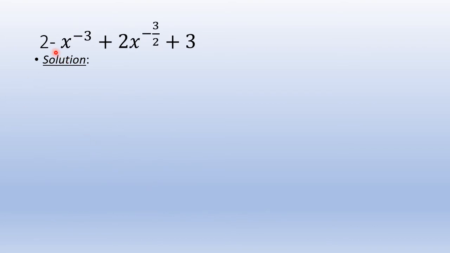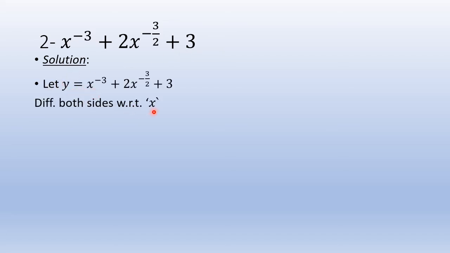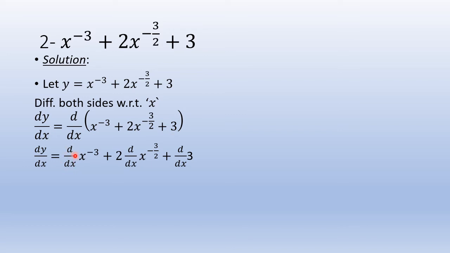Question number 2. We have to take the derivative of x to power minus 3 plus 2 x to power minus 3 by 2 plus 3. So again we take it equal to y. Differentiate both the sides with respect to x. So we put a d by dx here and we put a bracket here. Now we are going to take the derivative of this plus 2 into derivative of x to power minus 3 by 2 plus derivative of 3. Here it is: d by dx of x to power minus 3 plus 2 outside, and then d by dx of x to power minus 3 by 2 and d by dx of 3. So what is the final result?